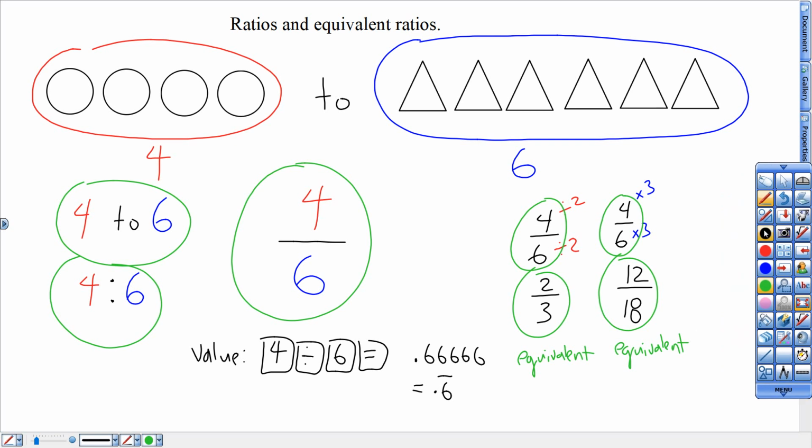If I was to take any of these numbers and divide it on my calculator, I would always get the same value for these fractions, 0.6666 repeating. So again, ratios can be equivalent, have the same value. Next word is truck. Truck.